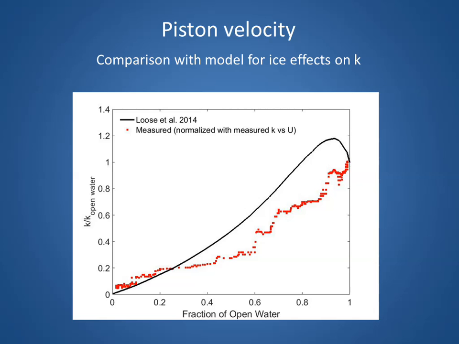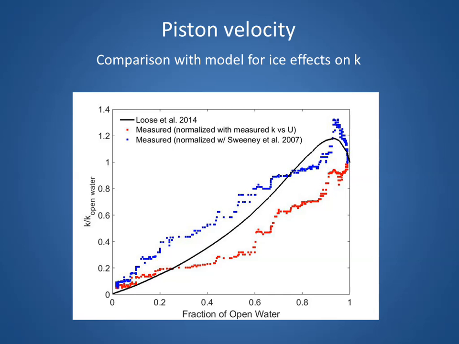But this is also going to be influenced by the K versus U that we normalized those values with. I used the curve I showed earlier, but if I used a different K versus U parameterization, for example, if I take our measured K values and normalize them with the Sweeney curve to 10 meters per second, we actually do see a little bit of an increase at that 100% to 90% open water period. So we think this is interesting, but we still have a little more work to do to check it. This was a very preliminary result.